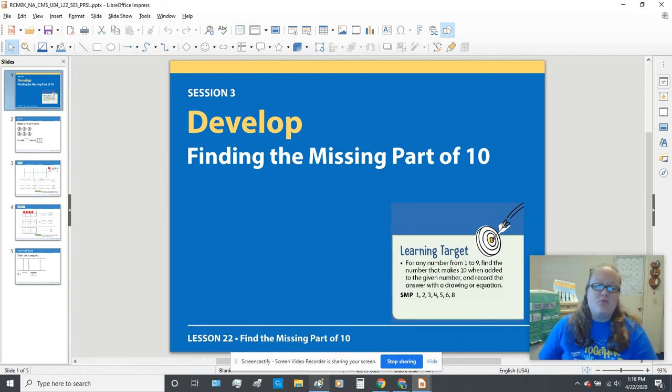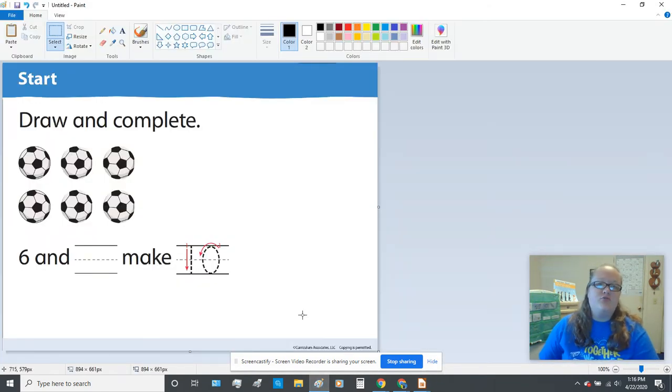We're going to begin today with a warm-up. We're going to draw and complete to make 10. So I see that I have 6 soccer balls, and I can see that because I can count them. It also tells me that I already have 6. 1, 2, 3, 4, 5, 6. But we want to make 10. So I'm going to draw more soccer balls to get to 10.